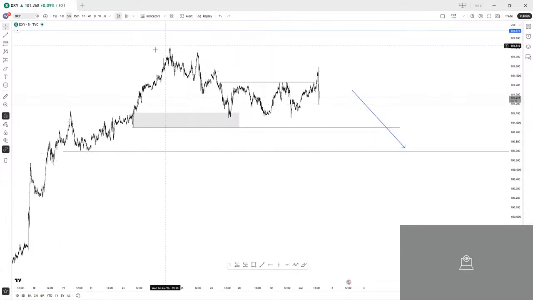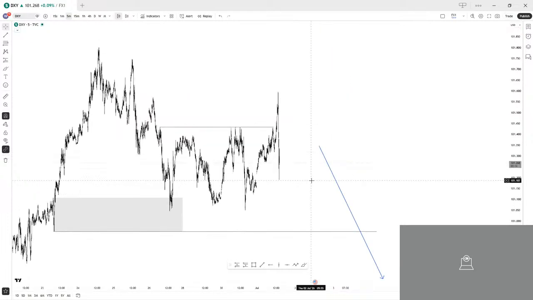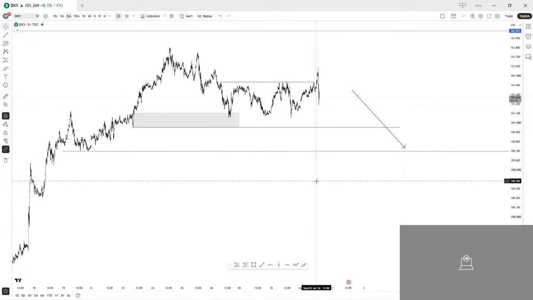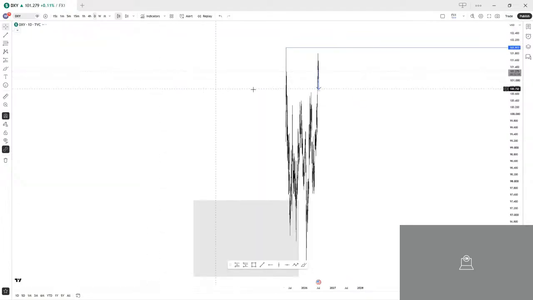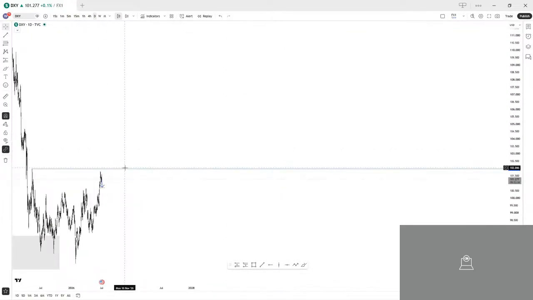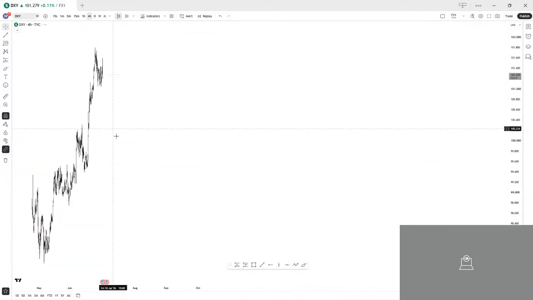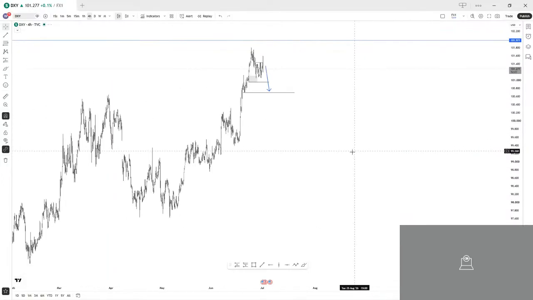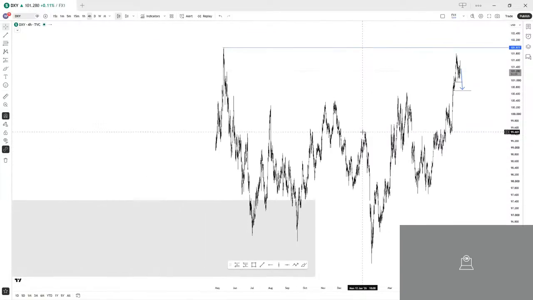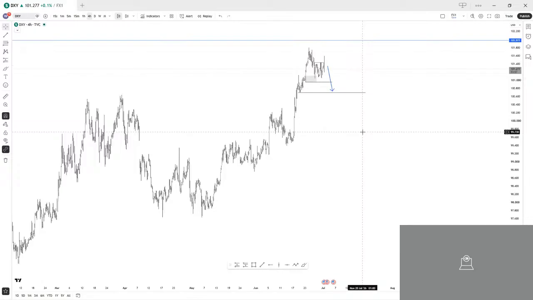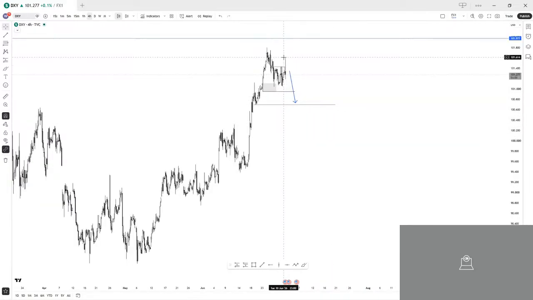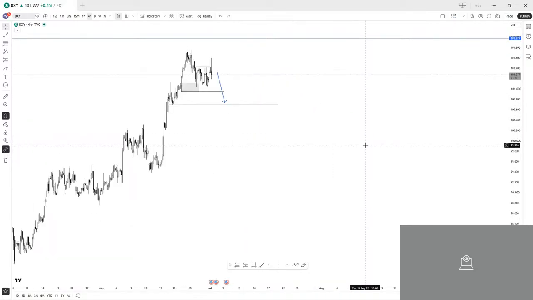Are we headed for the highs? Who knows? On the higher time frame, though, we are headed for the highs. In case you've seen this, we're headed for the highs. But I believe we could see one more sell-off from this point back to the lows.